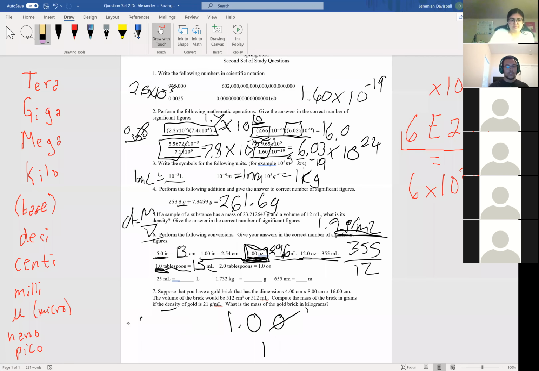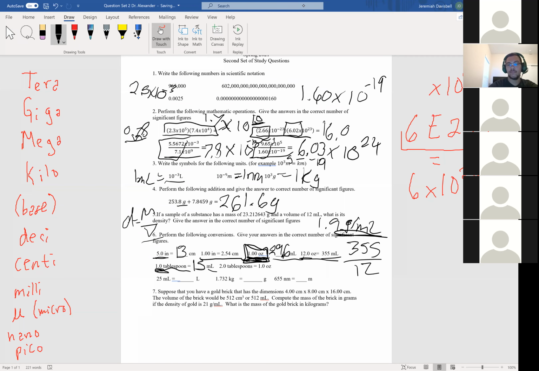How many liters are in 25 milliliters? 0.025, which is also 2 significant figures. So that just happens to sum up nicely.